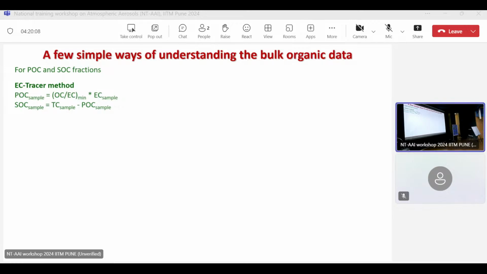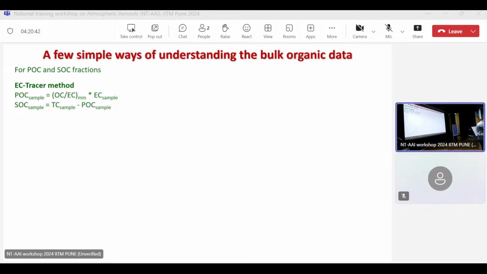Okay. So somebody asked me what is the difference between primary and secondary. EC is always primary. Can EC be secondary? It cannot. EC is always primary. OC can be primary or secondary both. That is what we are trying to find: whatever organic carbon we are getting, how much is primary and how much is secondary. So if the sources are similar, the OC to EC ratio will be similar in those samples.